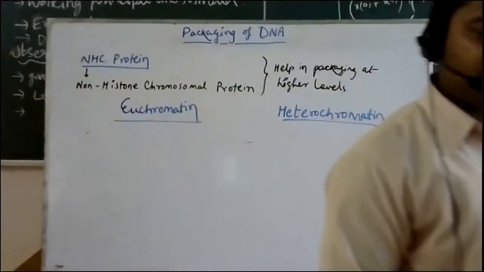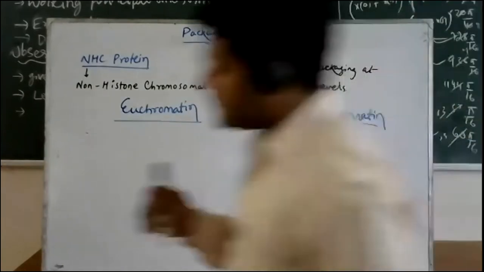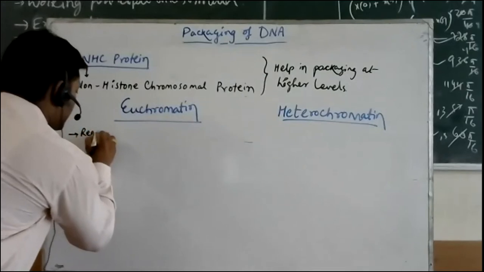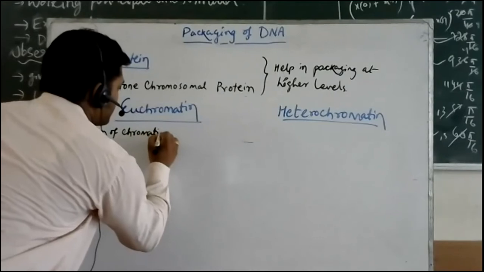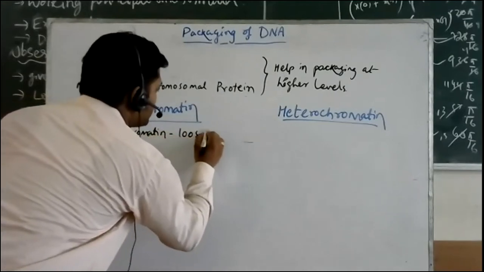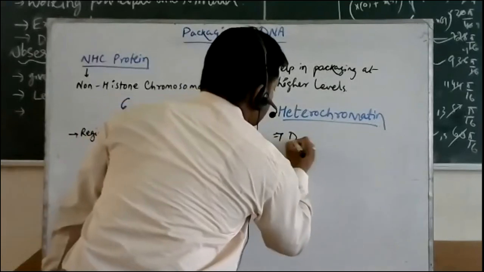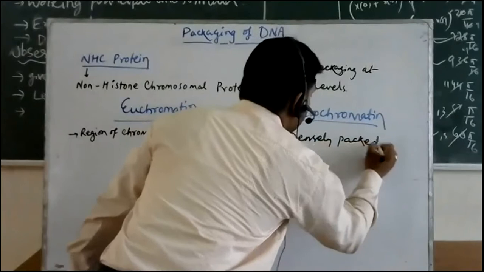So now coming to the first one, that is going to be euchromatin. So here these euchromatins are loosely packed. Okay, so here is the region of chromatin that is loosely packed, and here it is densely packed. Now how do we know this?